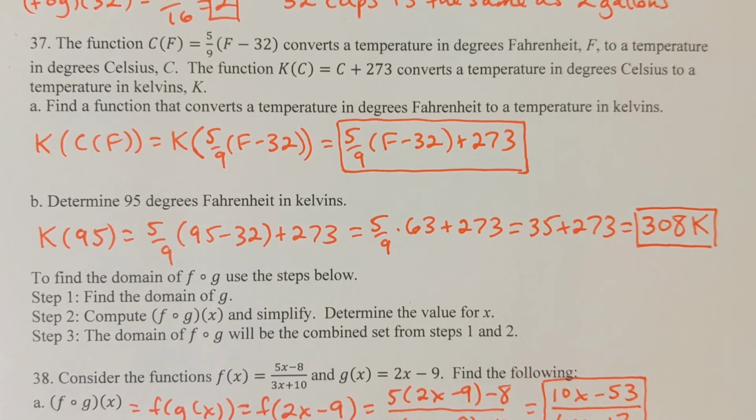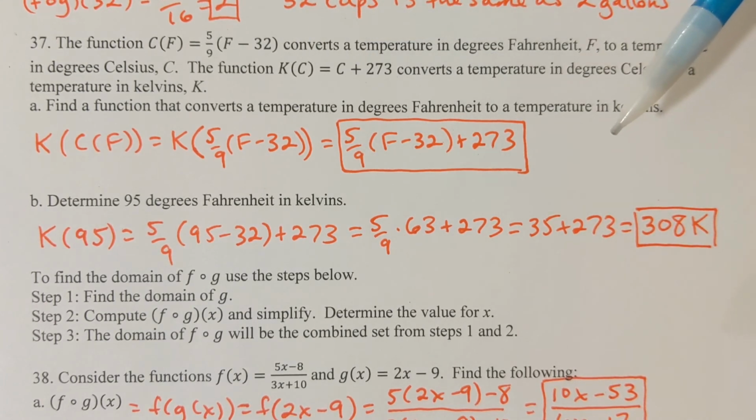Well, you'd have to know unit conversions. There's a formula that allows you to convert a temperature in degrees Fahrenheit to Celsius, and then there's another formula that allows you to convert a temperature in degrees Celsius to kelvins. It says the function c of f converts a temperature in degrees Fahrenheit to a temperature in degrees Celsius. The function k of c converts a temperature in degrees Celsius to a temperature in kelvins. Part A, find a function that converts a temperature in degrees Fahrenheit to a temperature in kelvins.